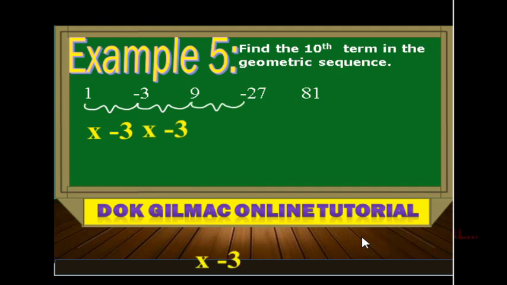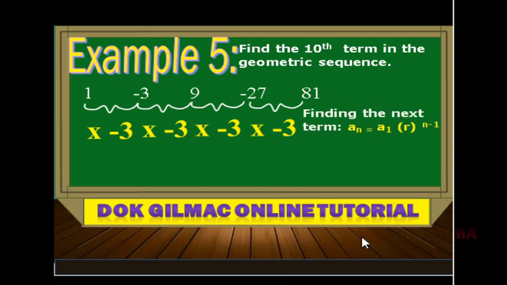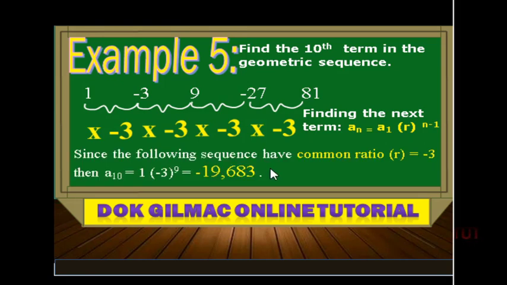So therefore, from here, we can determine the 10th term using this formula. A sub n is just equal to a sub 1 times r raised to n minus 1. So we have 1 times negative 3 raised to 9, or simply equal to negative 19,683.